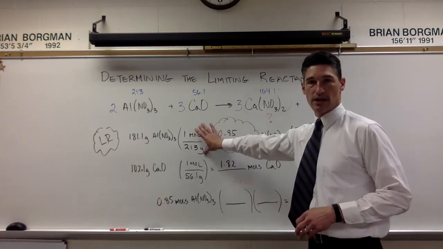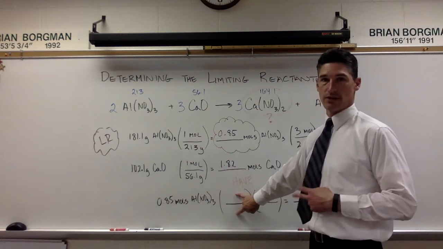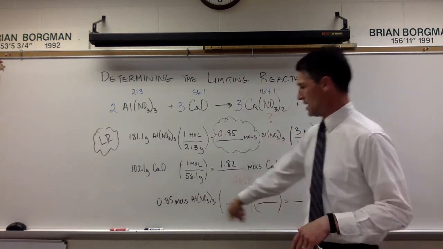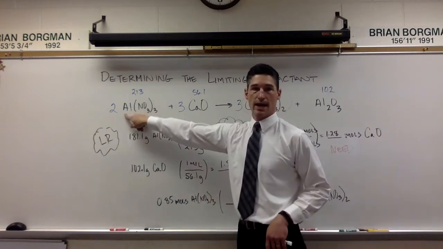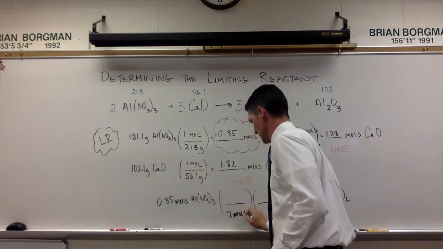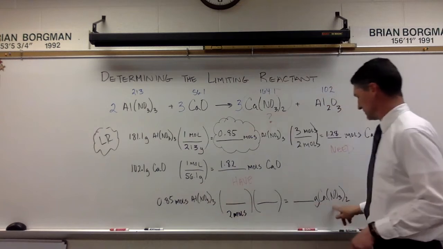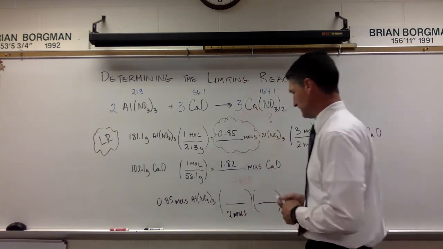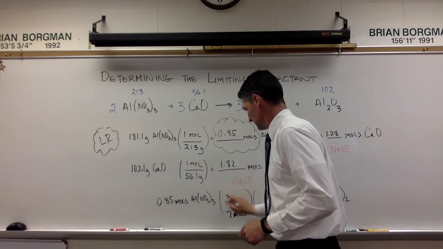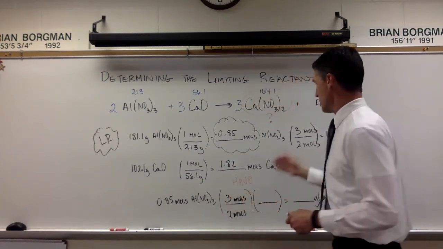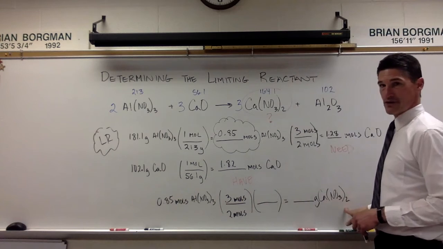Since our first bracket is already done, this is the mole ratio, and it's always going to be the unknown over the given. Well, we were given aluminum nitrate. Aluminum nitrate has 2 moles, so this is going to be 2 moles. We're trying to find out calcium nitrate. Well, calcium nitrate was a 3. If I stop right there, I'm now in moles of calcium nitrate, but I want to go to grams.